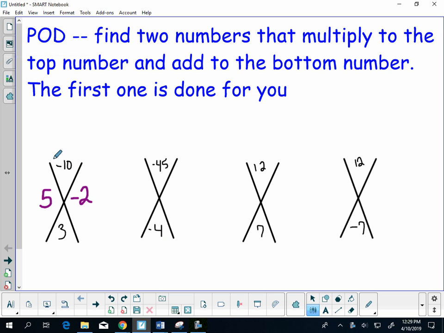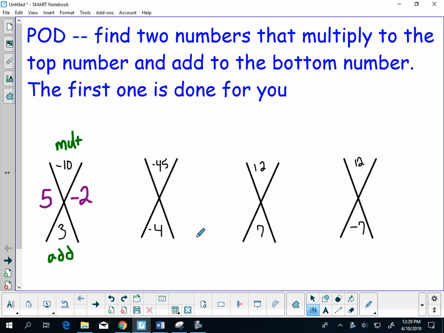All right, for the problem of the day, these are diamond problems. You need to find two numbers that multiply to this top number, in this case it's -10, and add to the bottom. So those two numbers are 5 and -2. 5 times -2 is -10. 5 plus -2 is 3.